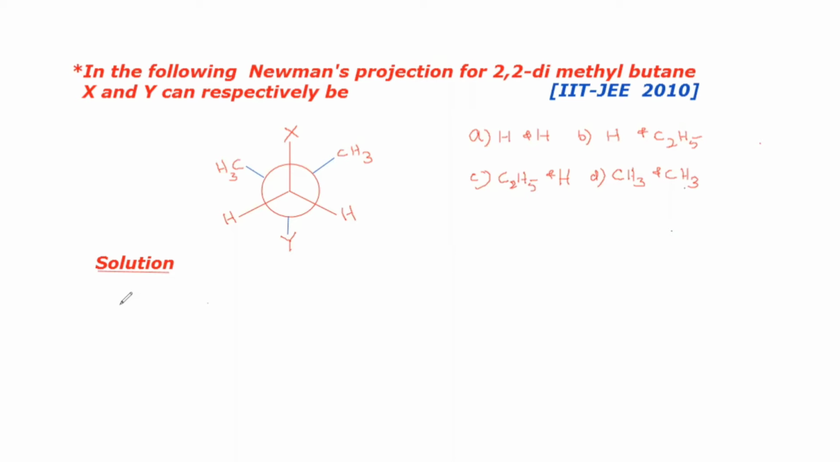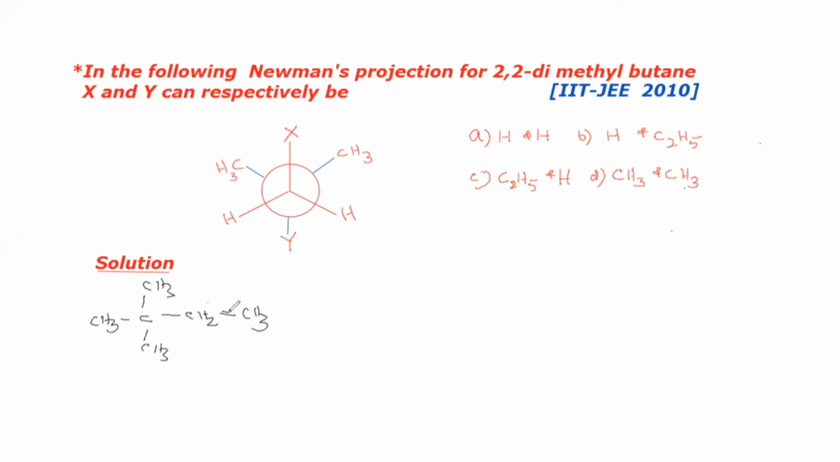First, we need to write the structure of the given compound 2,2 dimethylbutane. This is the structure of the given compound, 2,2 dimethylbutane. In this compound, identify types of C-C single bonds.